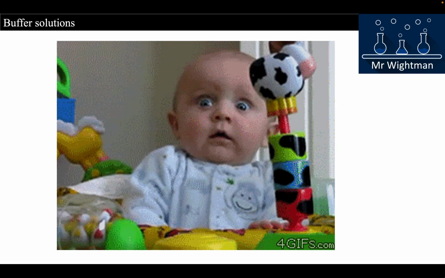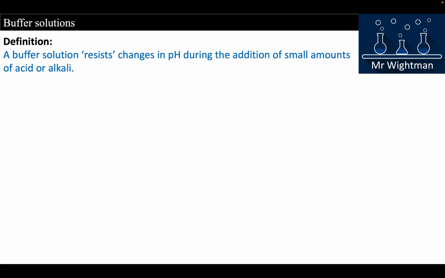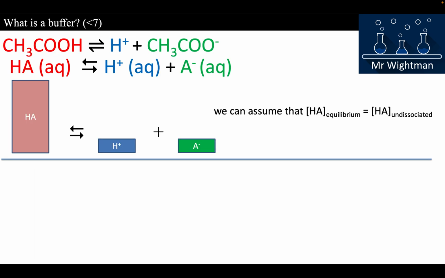So I'll give a quick overview again about what a buffer is. And that is a solution that resists changes in pH during the addition of small amounts of acid or alkali. To reillustrate this again, a weak acid will only partially ionize in solution, so HA would produce H plus and A minus. Not all of it will convert. We are going to assume that the HA concentration, even though it would decrease to produce H plus and A minus, the value they give us of a weak acid won't change, because it won't change much with the calculations that we are looking at.